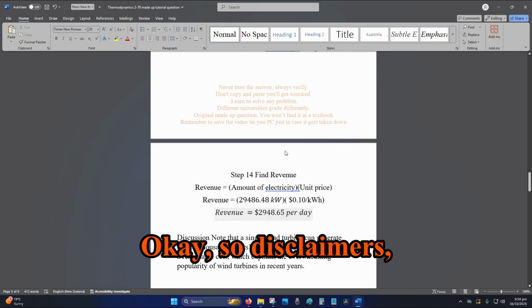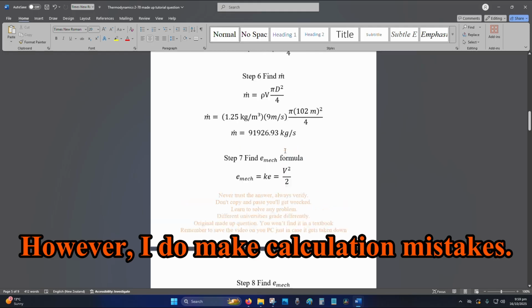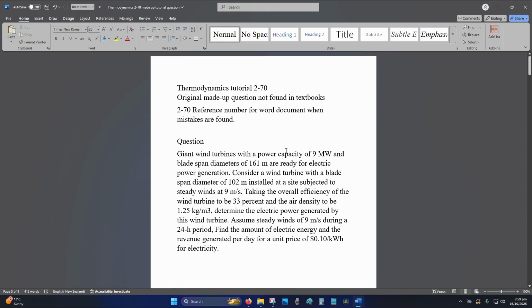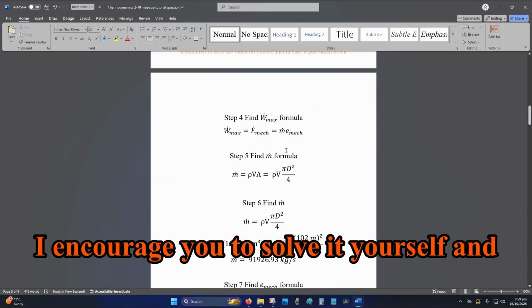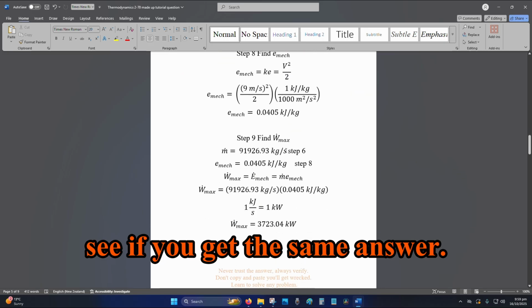Okay, so disclaimers, the method is correct, however I do make calculation mistakes. I encourage you to solve it yourself and see if you get the same answer.